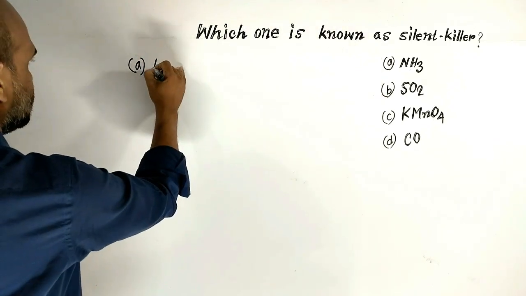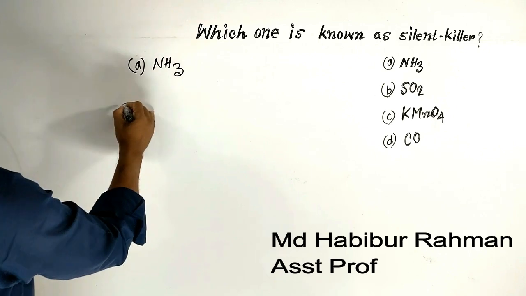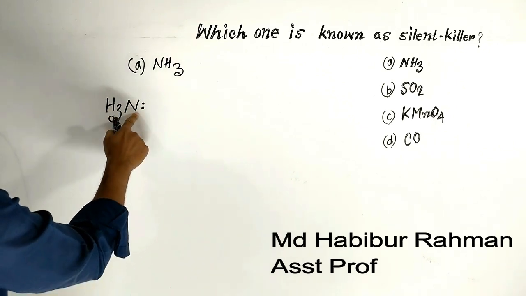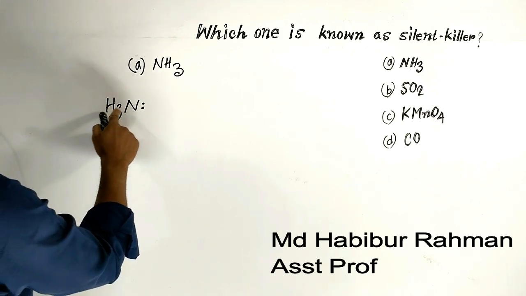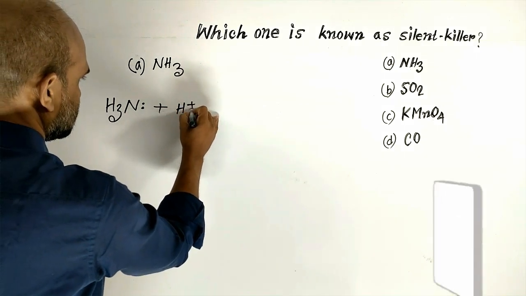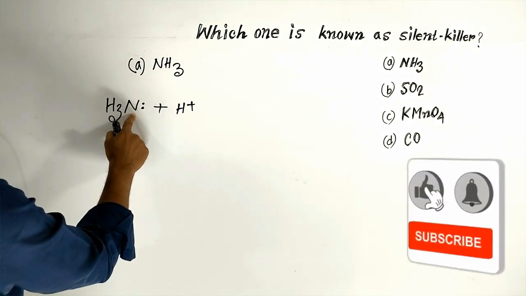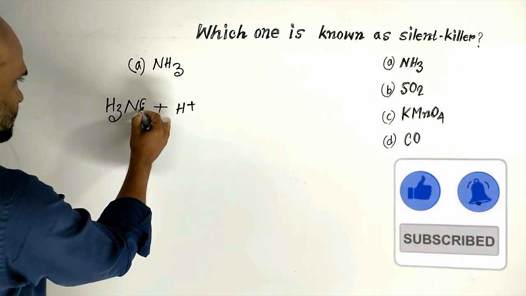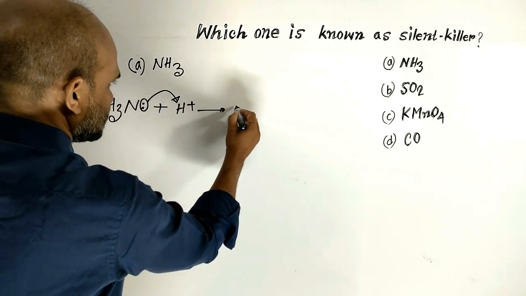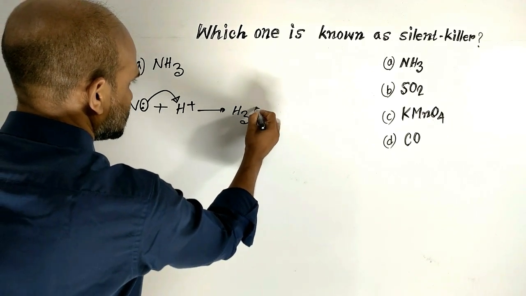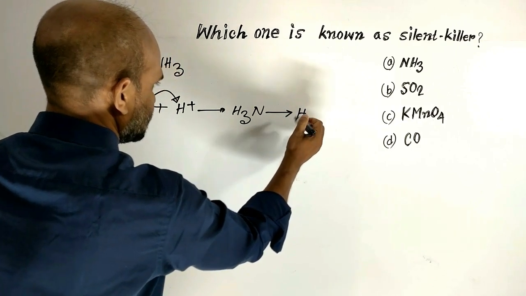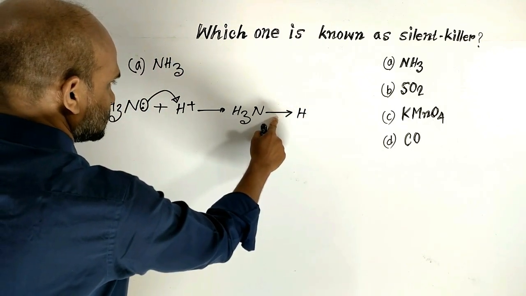this one, ammonia. Ammonia, nitrogen of ammonia carries one pair of electrons. This nitrogen donates this one pair of electrons to proton, and as a result, this is formed ammonium ion, and this is coordinate covalent bond.